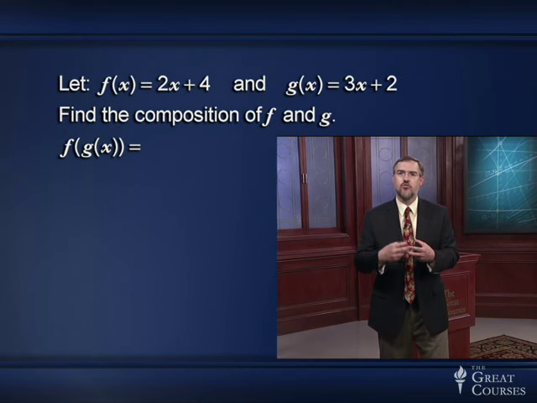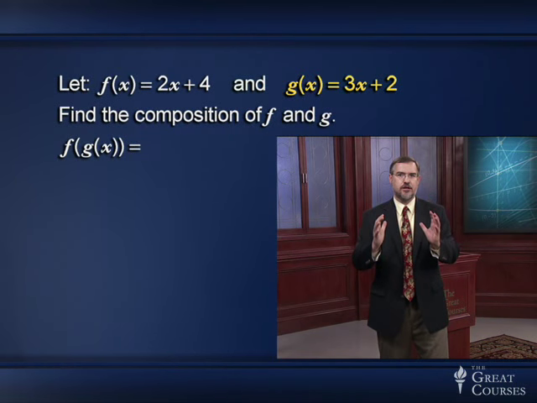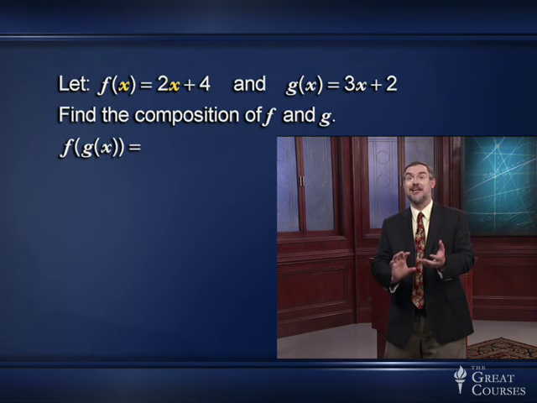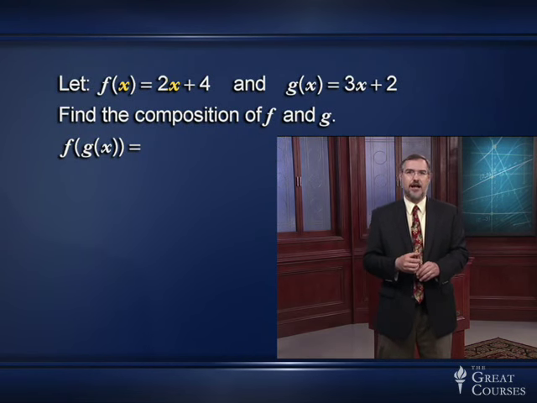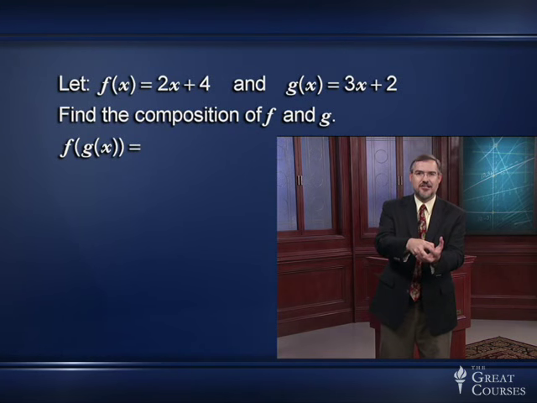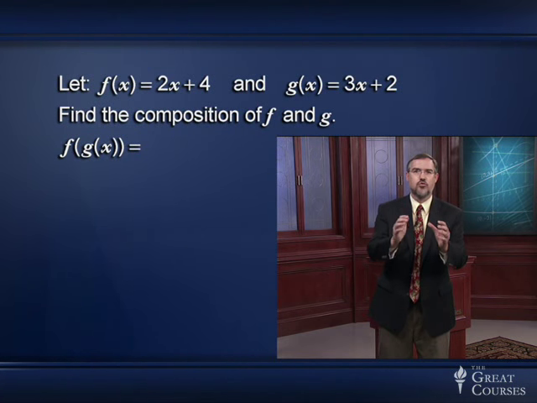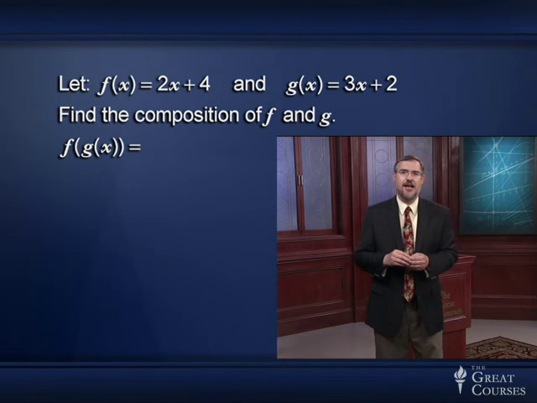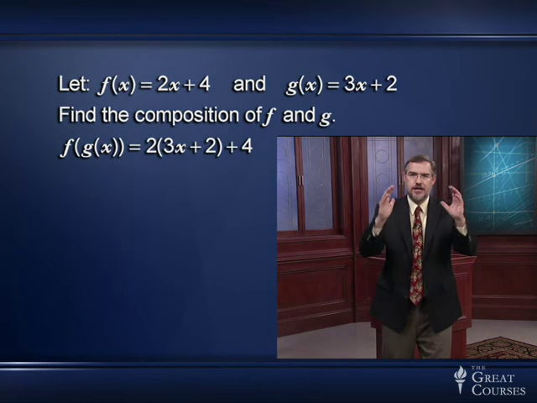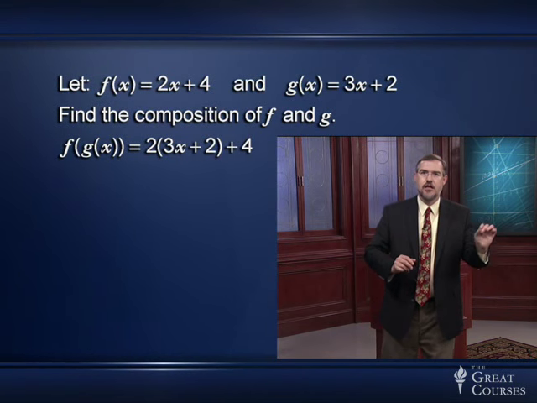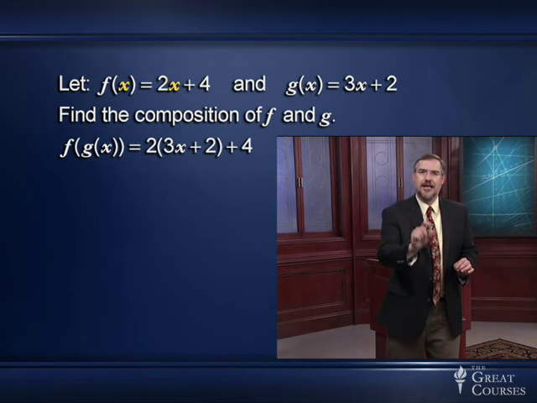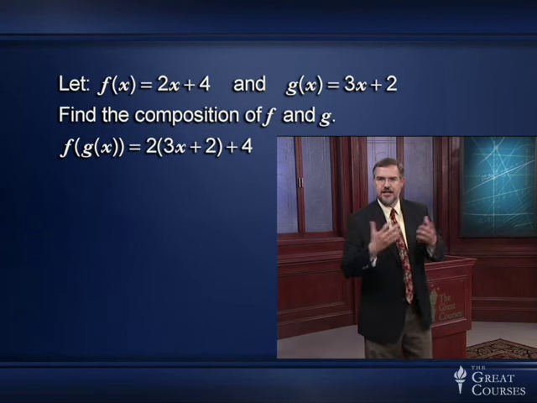We want to take the rule for g, which is the quantity 3x plus 2, and we want to plug that in for f. We want to plug that in for x in the rule for f of x. So I'm going to take the 3x plus 2, and I'm going to plug it in for x everywhere I see x in the rule for f. And this is what we would have. f of g of x would equal 2 times (3x plus 2) plus 4. Do you see how I took the 3x plus 2 and actually put it into the role of the x inside f of x? And once I've done that, I can actually simplify.